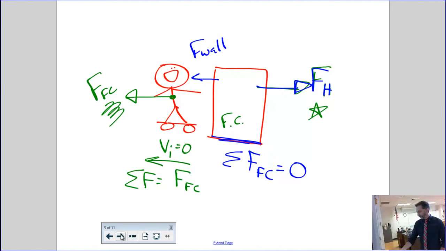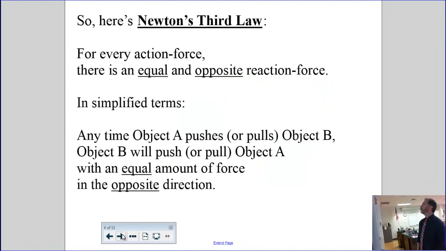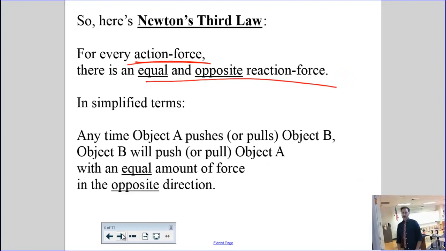So let's see if we can come up with a way to say this in words, all right? So here's Newton's third law. Newton's third law says the following. It says, for every action force, there is an equal and opposite reaction force. All right? In simplified terms, it's this.